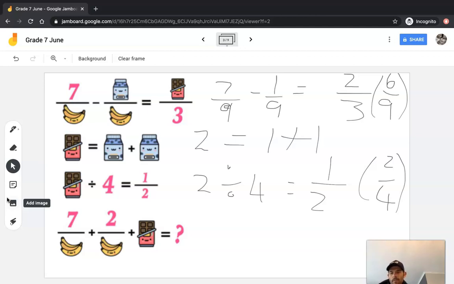So in my final line, I'll have 7 over 9 plus 2 over 9 plus 2. Okay, 7 over 9 plus 2 over 9 is going to give me 9 over 9, which is equal to 1 whole. And then 1 plus 2 is equal to 3.